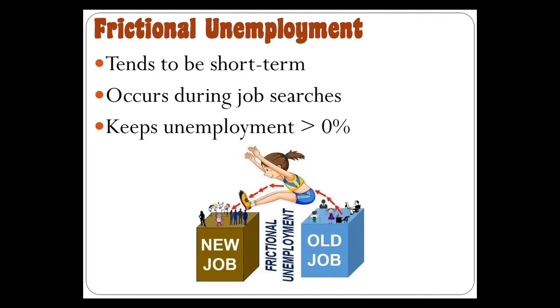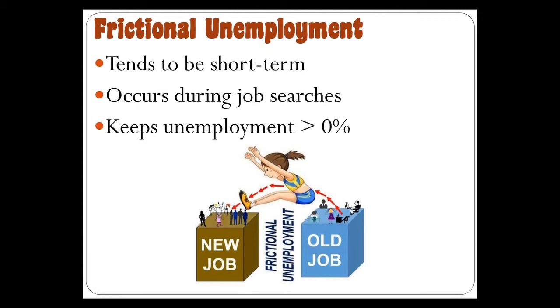Now, this happens all of the time. People finish college and they start looking for work, or maybe they get tired of working in one job and look for another one, or maybe they have to move. Maybe they're married to somebody who's being transferred to a different city, and so they have to quit their current job, and then they're going to find a new one when they move into the new home. These are people that are frictionally unemployed, and this happens all of the time, which is why our unemployment rate will always be greater than 0%.